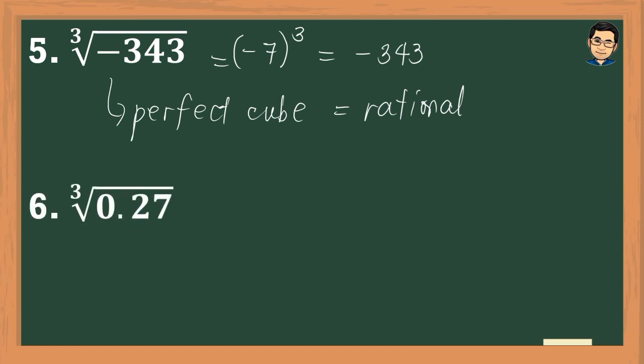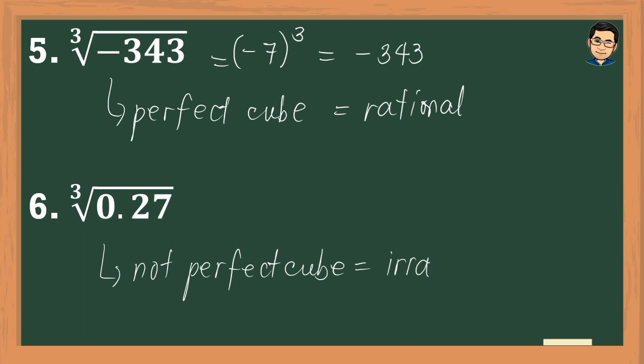Next, cube root of 0.27. Okay, so kung 27 lang po siya, pwede natin sabihin na perfect cube. Pero decimal po kasi siya, 0.27. So not a perfect cube. So dahil not perfect cube siya, the answer is irrational. Pero meron siyang approximate value na 0.65.